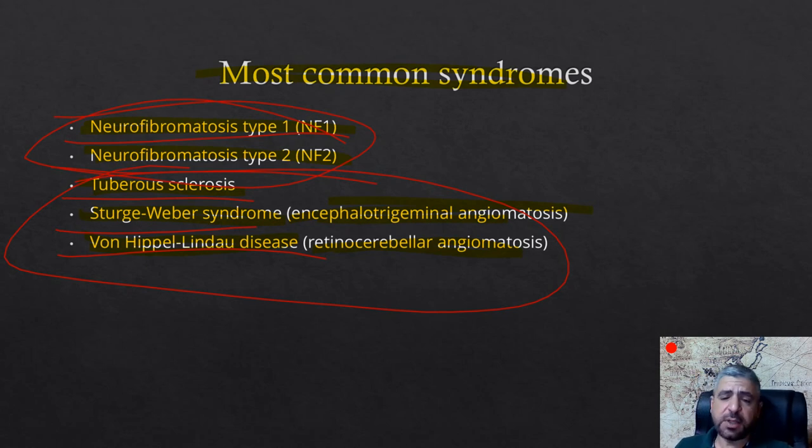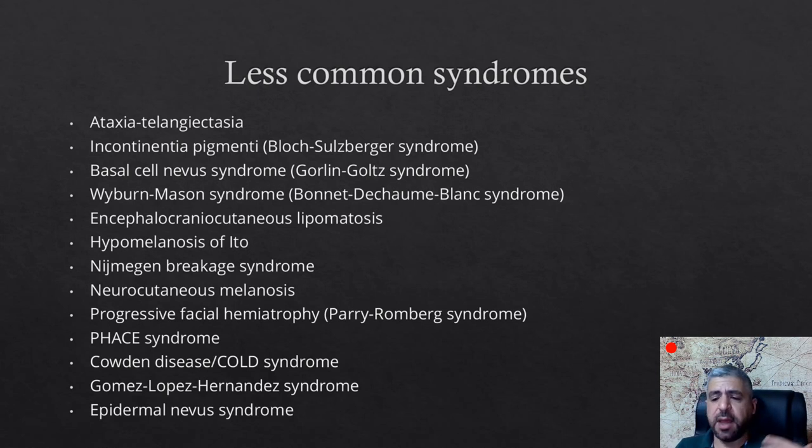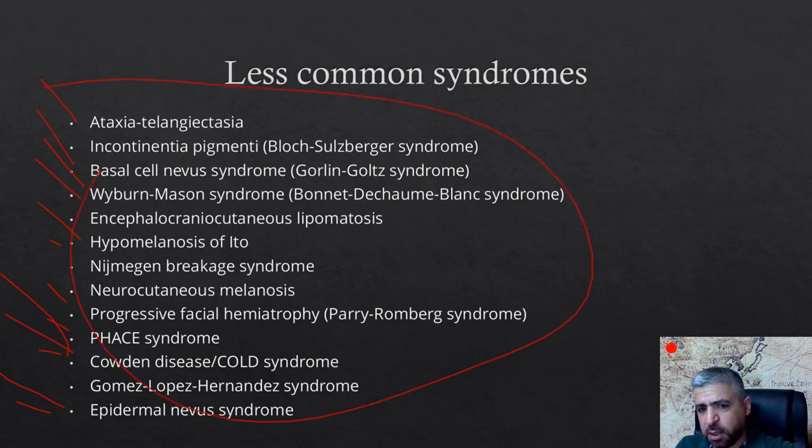The less common syndromes are far more numerous, very rare, and we rarely see them. Just to have a quick look, for example, there's ataxia telangiectasia, incontinentia pigmenti, basal cell nevus syndrome, Weber-Mason syndrome, and others like Cowden disease. Each has its own clinical presentation and findings, all characterized by skin, CNS, and eye involvement. We will not talk about them because they are much rarer and we don't have the time or space to discuss them.